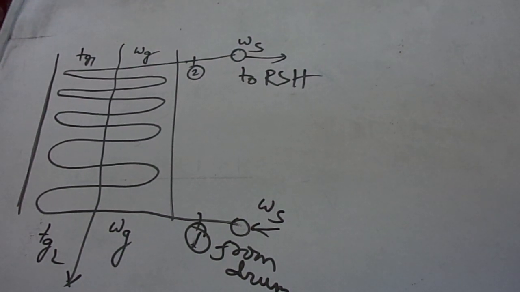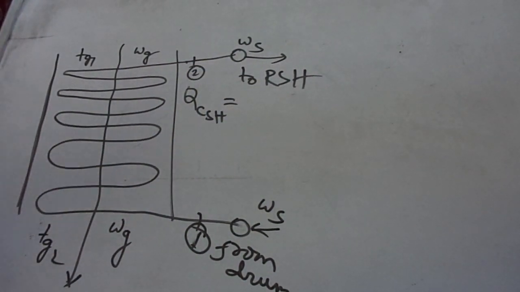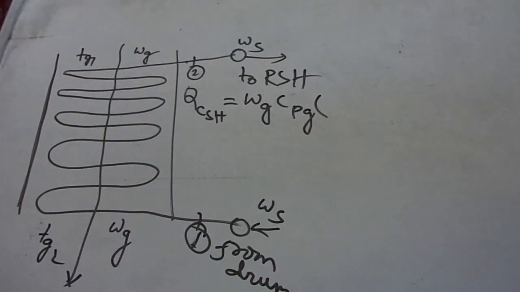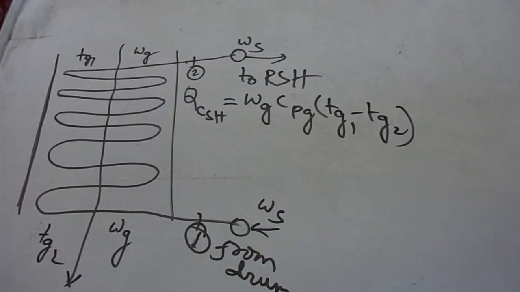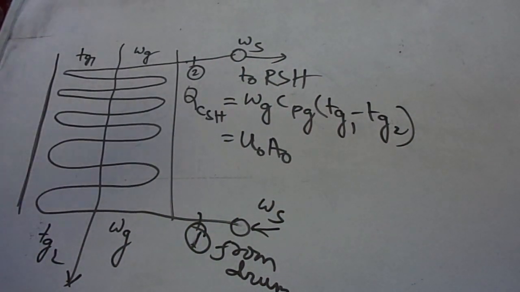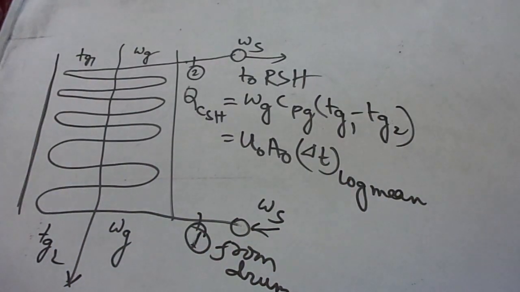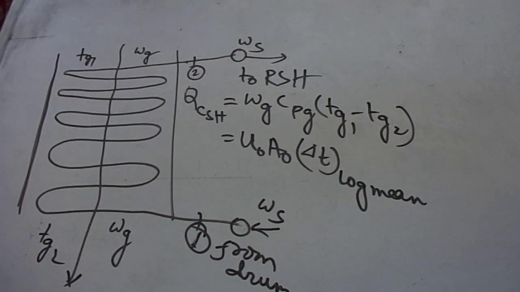The energy balance of the convective superheater gives QCSH equal to Wg Cpg multiplied by (Tg1 minus Tg2), or you may write U0 A0 delta T log mean. That is the energy balance of the convective superheater.